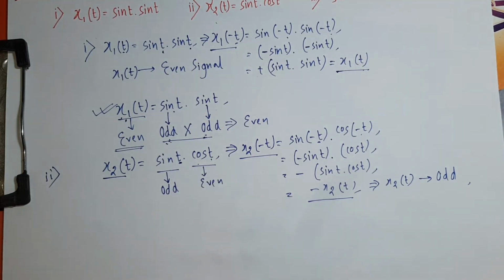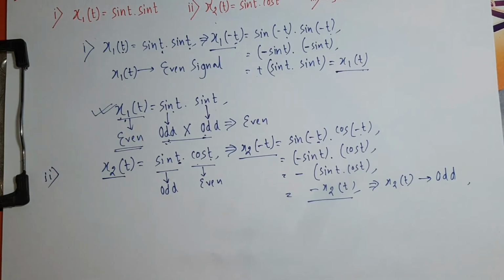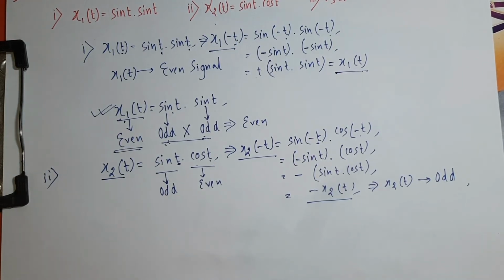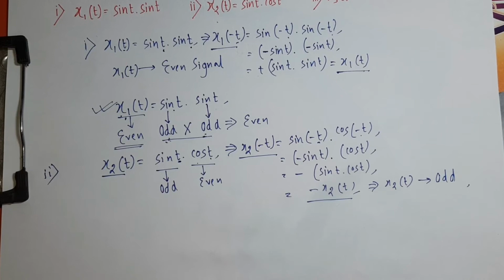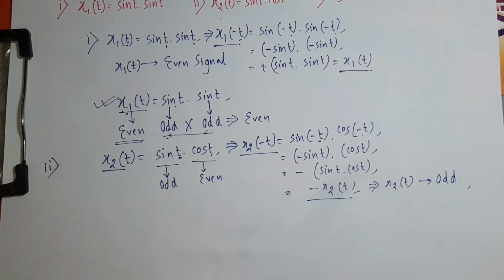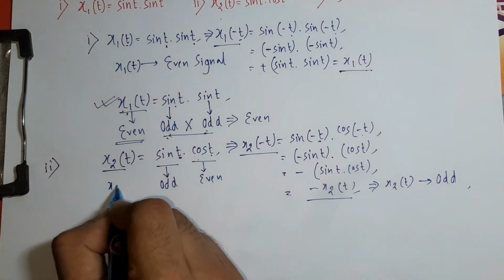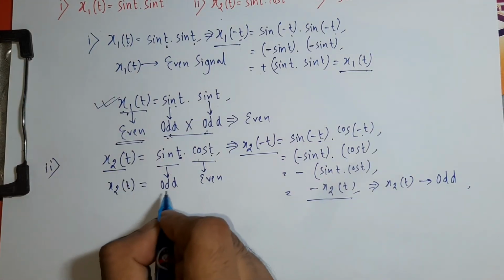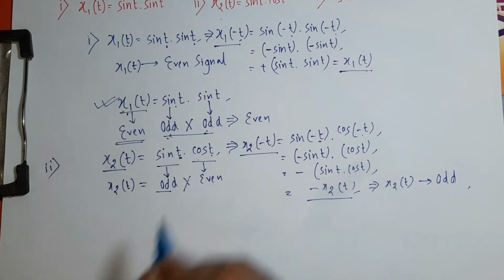If you don't know why sine t is an odd signal and cosine t is an even signal, then please go to the first video on the concept of even signals and odd signals. There I have explained in detail why sine t is an odd signal and cos t is an even signal. So you observe that x2t is the product of an odd signal and an even signal.